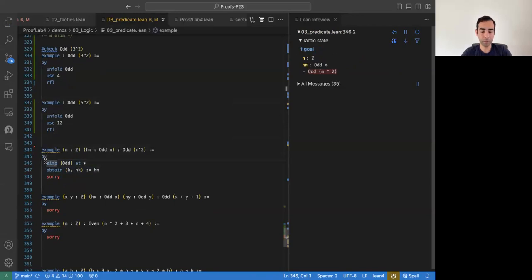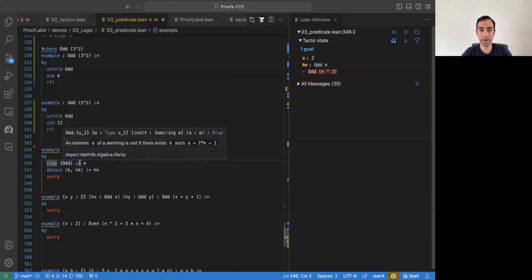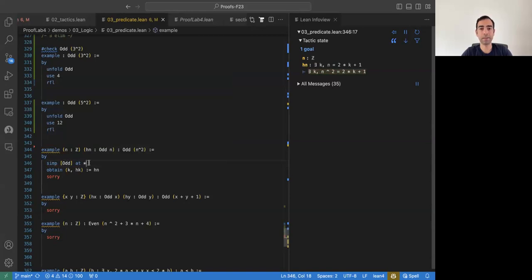Okay, I could have done unfold, or you could do simp odd at star. If I look at the state of the proof, in the hypothesis I have the statement odd n, and in the goal I also have odd, right? And I want to unfold all of them at once. Whenever you write simp odd at star, it means simplify everywhere, in the hypothesis and in the goal.